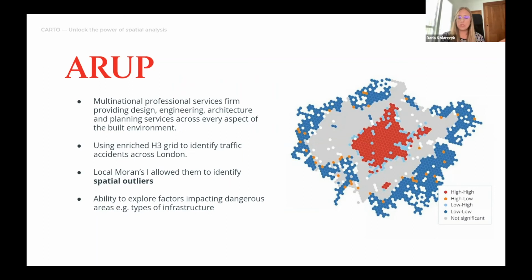And they actually used local Moran's I, which was just mentioned by Helen at the last part of the demo, to identify these spatial outliers. So those areas of particular interest where there are locations which have a relatively high number of accidents in regions that generally have a much lower number of accidents. So those outliers. And this enabled their team to actually explore factors that may be behind these really dangerous areas. So, for example, this allowed them to look at particular types of infrastructure that impact these accidents.